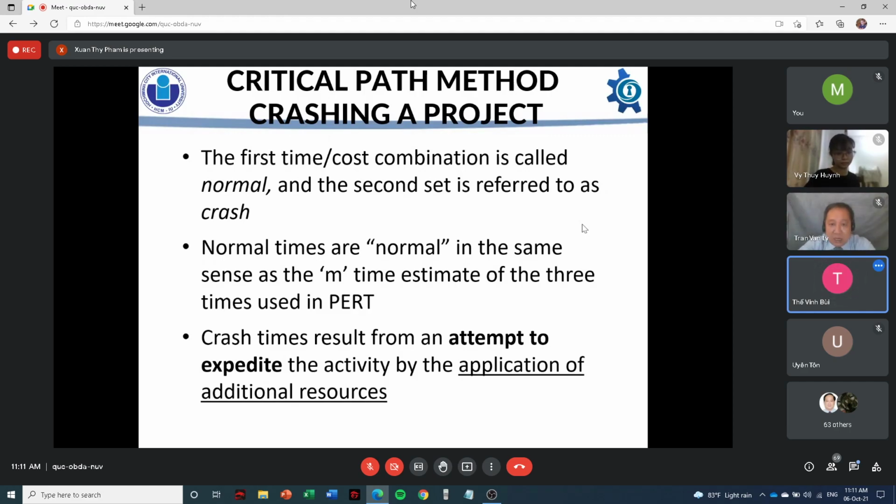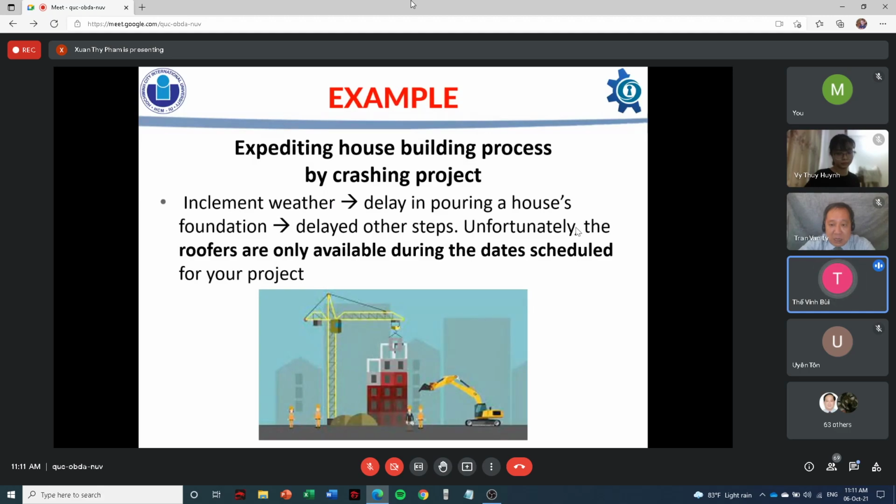In the next slide, I will show an example of the critical path method. The example is expediting a house building process by tracing the project. The steps are step 1, step 2, step 3, and step 4. Step 1 is that element weather causes a delay in pouring the house foundation, and the next step is that it delays all the following steps.